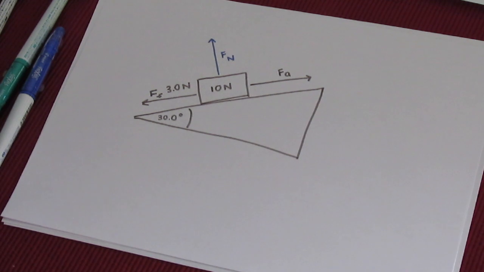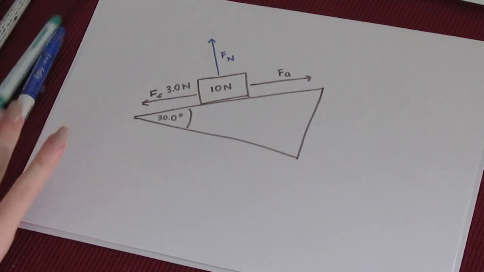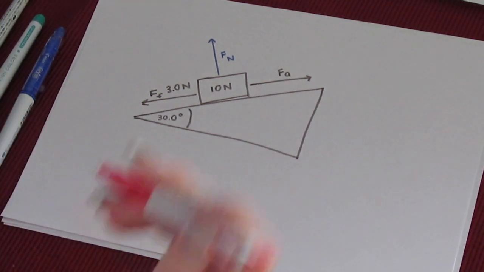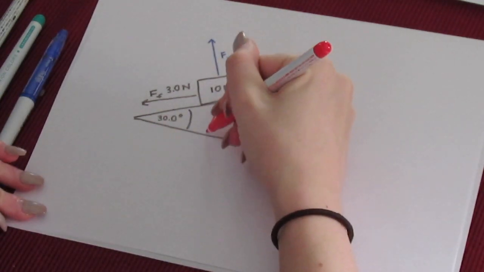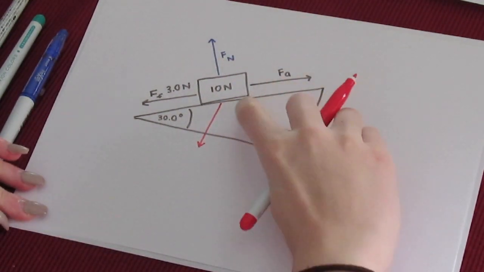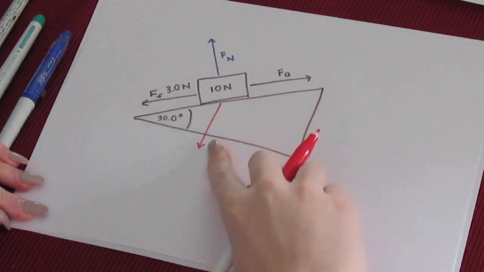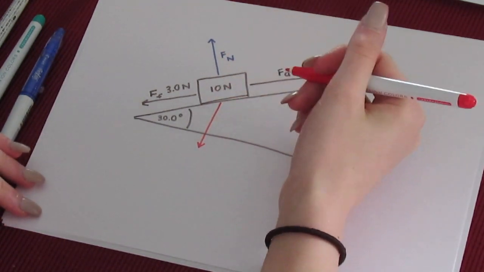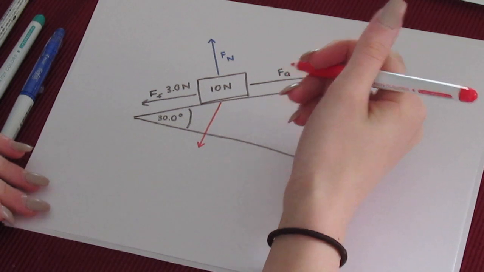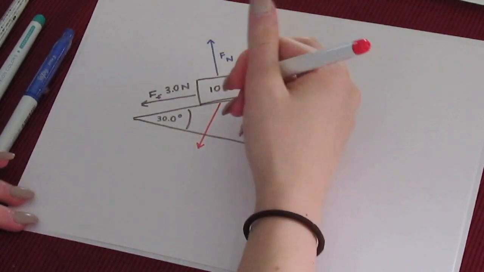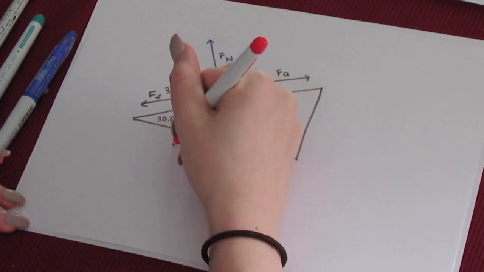And then you're going to have your force of gravity. Your force of gravity we'll do in red. And remember, your force of gravity doesn't go this way. Gravity always pulls straight down. Gravity is not perpendicular, it's just straight down. Never mind. Force of gravity.